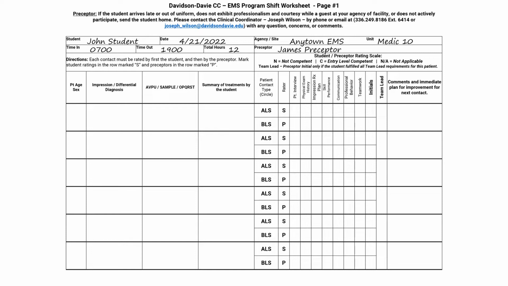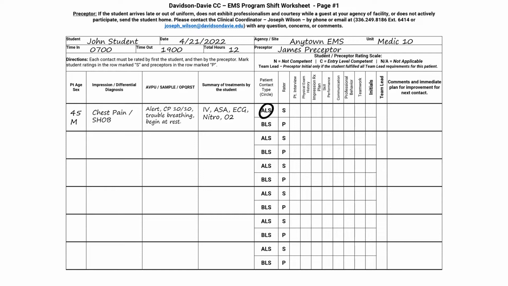Next, we can look at the entry rows on the front. For each patient encounter, the student should denote the following: the age and sex of the patient, your general impression and/or differential diagnosis of the patient, your findings, such as AVPU, SAMPLE, and OPQRST, a summary of what you did for the patient, and circle which type of patient it was, whether ALS or BLS.